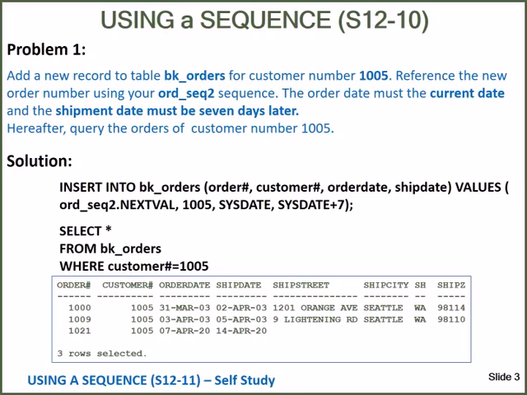Okay, and if you look at the output now, it says customer number 1005 has got 3 orders, 1000, 1009, 1029. And then if you look at the last order that was added, number 1021, its order date and ship date, you'll see that the order date is 7th of April, but the ship date is 7 days later. Using a sequence in your textbook is also for self-study.